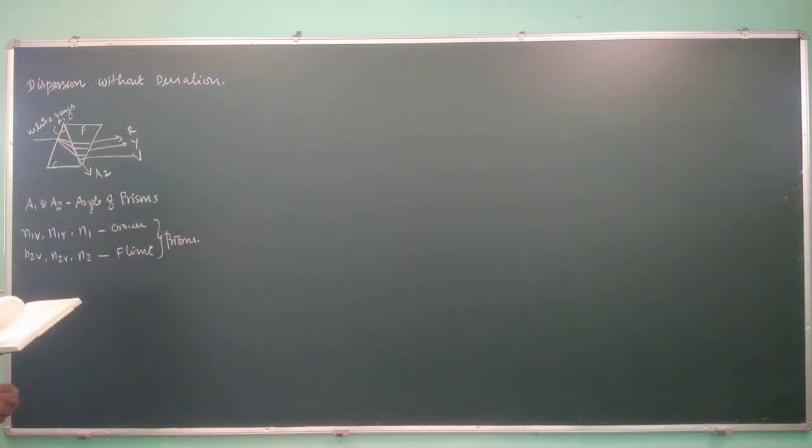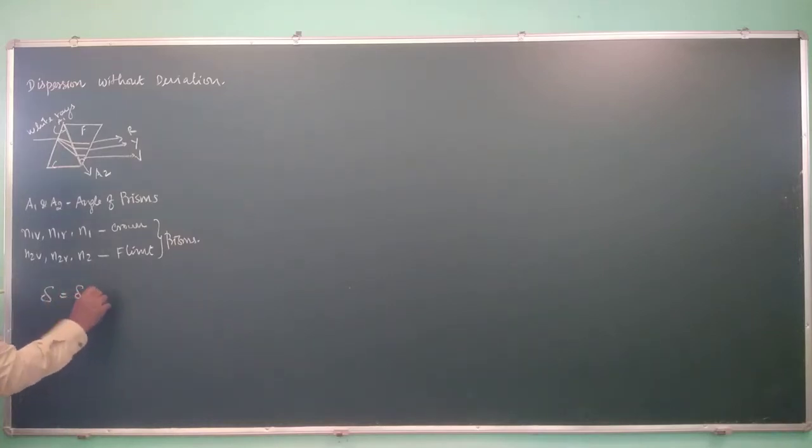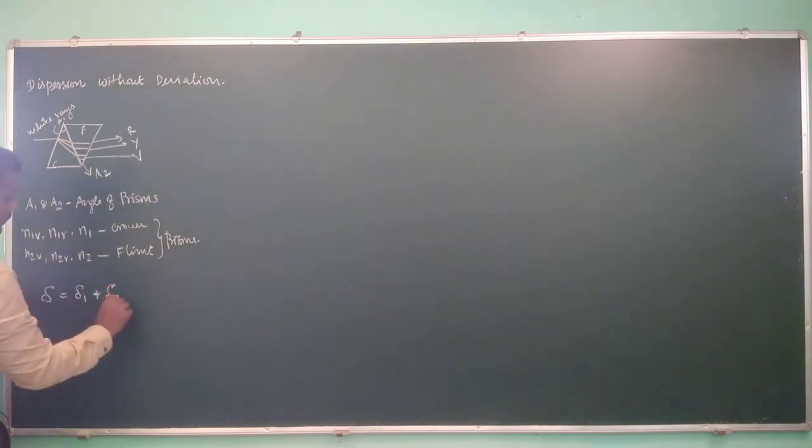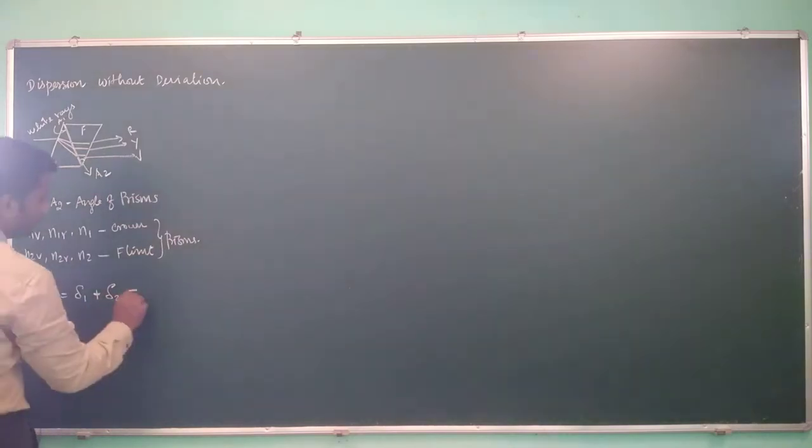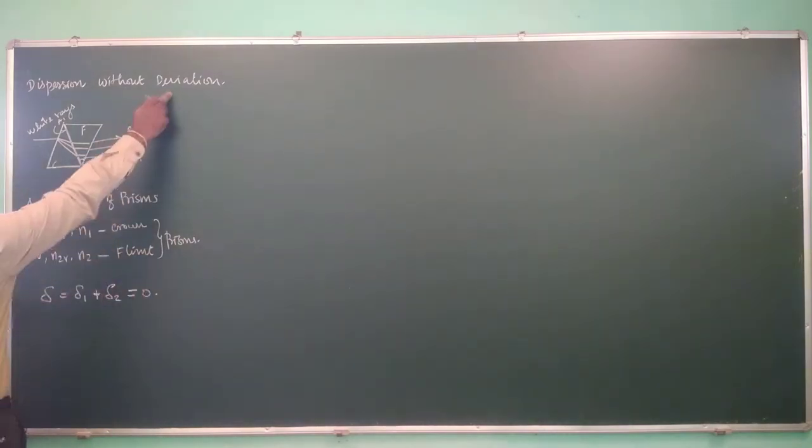With this, the deviation produced by these two prisms for the mean ray is delta. The deviation produced by the crown prism is delta 1, and the deviation produced by the flint prism is delta 2. The sum of these two is the total mean deviation produced by this composition of two prisms, and this must be equal to 0 because there is no deviation.